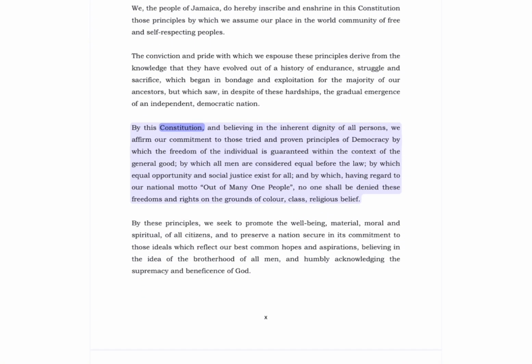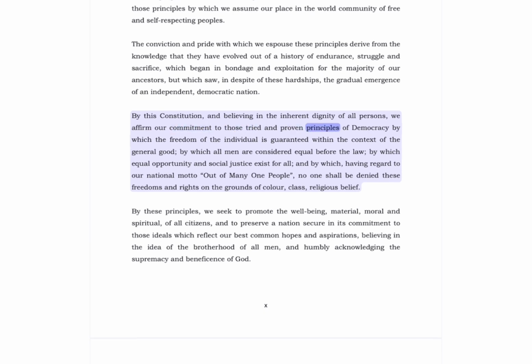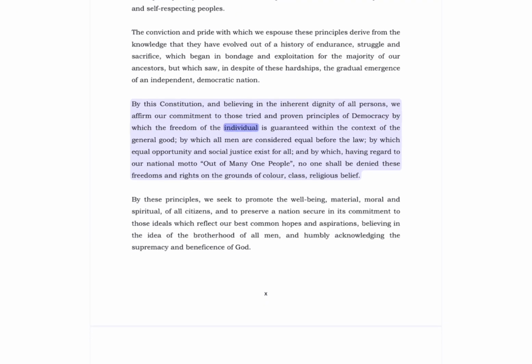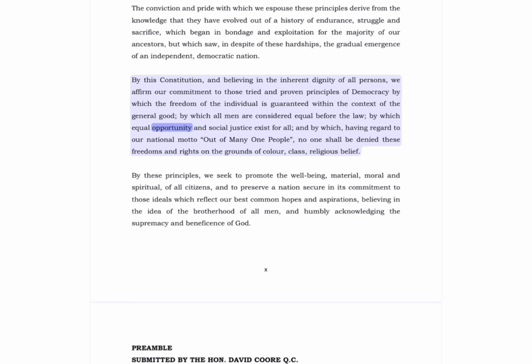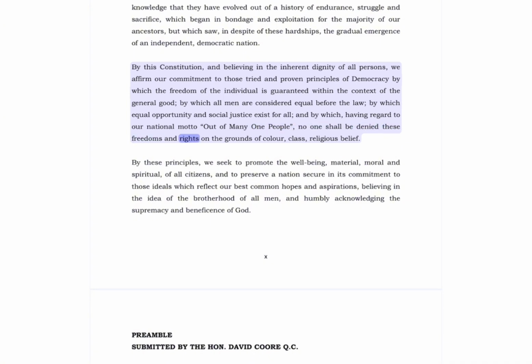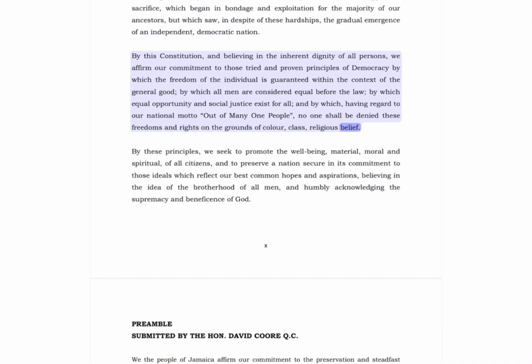By this Constitution and believing in the inherent dignity of all persons, we affirm our commitment to those tried and proven principles of democracy by which the freedom of the individual is guaranteed within the context of the general good, by which all men are considered equal before the law, by which equal opportunity and social justice exist for all, and by which, having regard to our national motto, out of many one people, no one shall be denied these freedoms and rights on the grounds of color, class, religious belief.